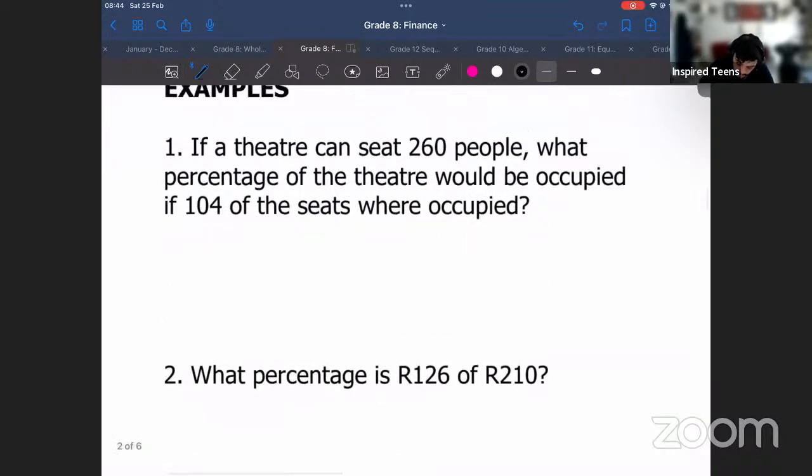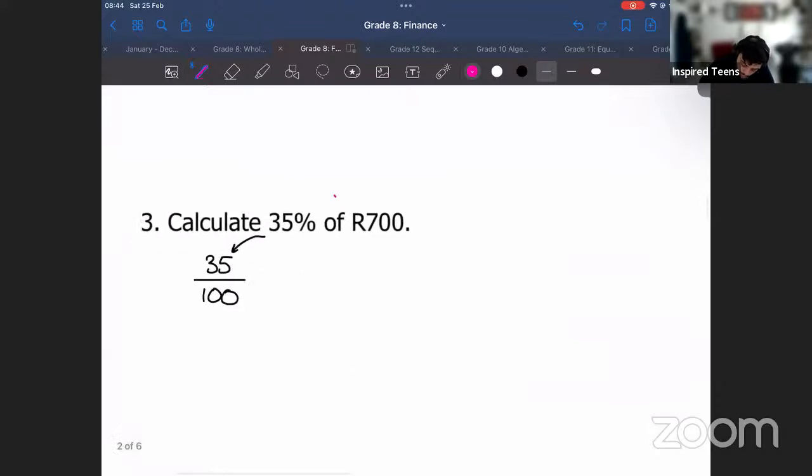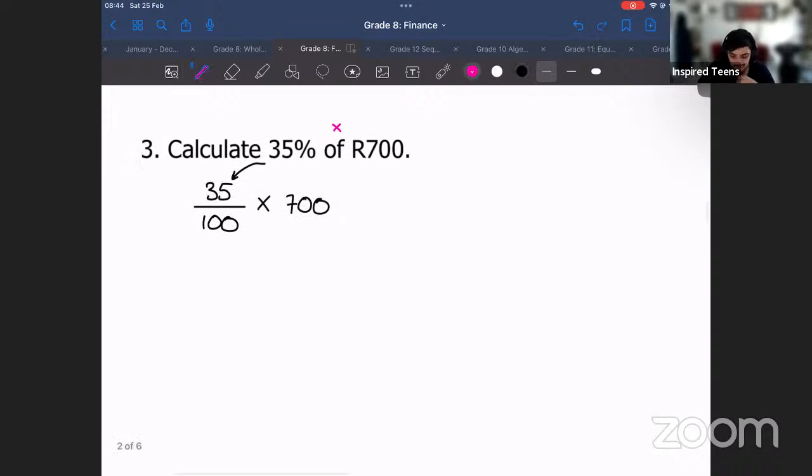So when we say 35% of 700, we're going to say 35 over 100. Remember, per means division. We have another word: of is multiplication. So 35% of 700, we're going to say 35 over 100 multiplied by 700. Multiplication of fractions, we're probably still going to get there. However, for those of you that can use a calculator, you can use a calculator from this step. For those of you that cannot, you are going to convert 700 into a fraction by dividing it by 1.